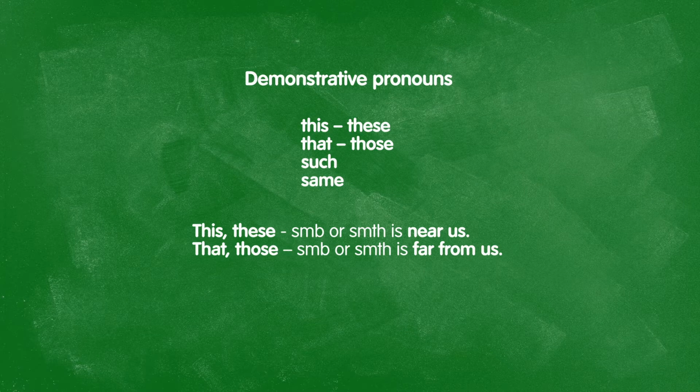This and these are used to show that something or somebody is near us. That and those are used to show that something is far away. And a rule of thumb you can use is, if you can hold it in your hand or it is close to you, you say this. But if you need to point, you say that.